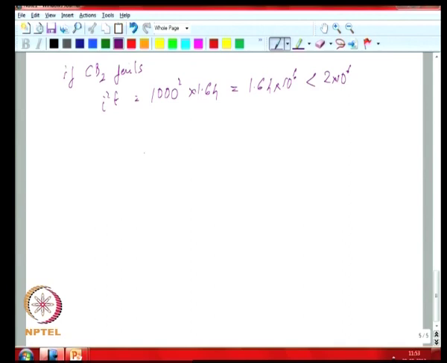If you look at the other range of current, you have 600 squared into 4.9 seconds, equal to 1.78 into 10 to the power of 6, which is also less than 2 into 10 to the power of 6 ampere square second. So, due to the failure of circuit breaker 2, you might have some damage in zone 2, but the damage does not propagate into zone 1.